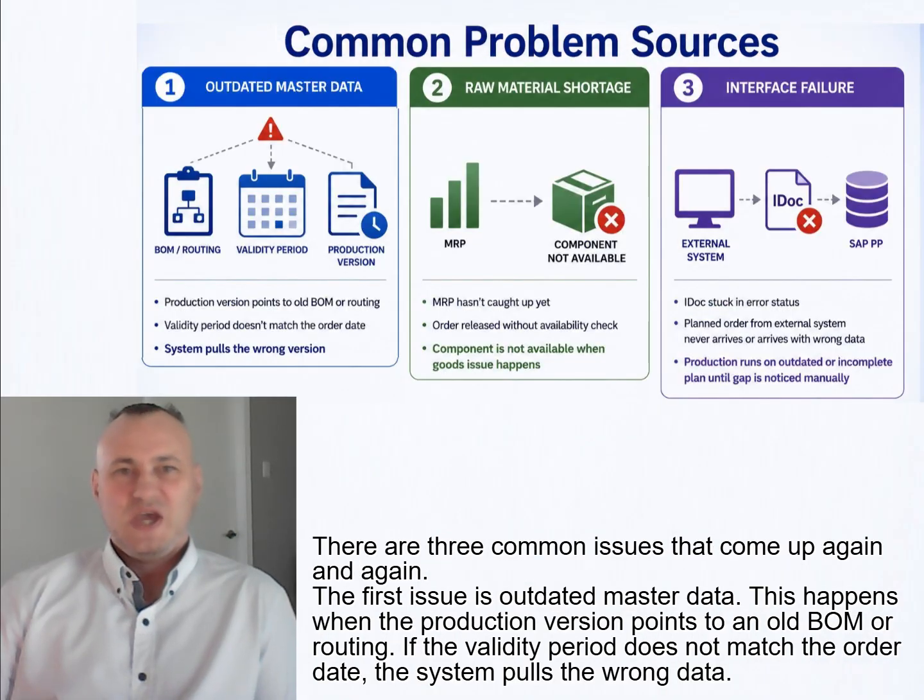There are three common issues that come up again and again. The first issue is outdated master data. This happens when the production version points to an old BOM or routing. If the validity period does not match the order date, the system pulls the wrong data.